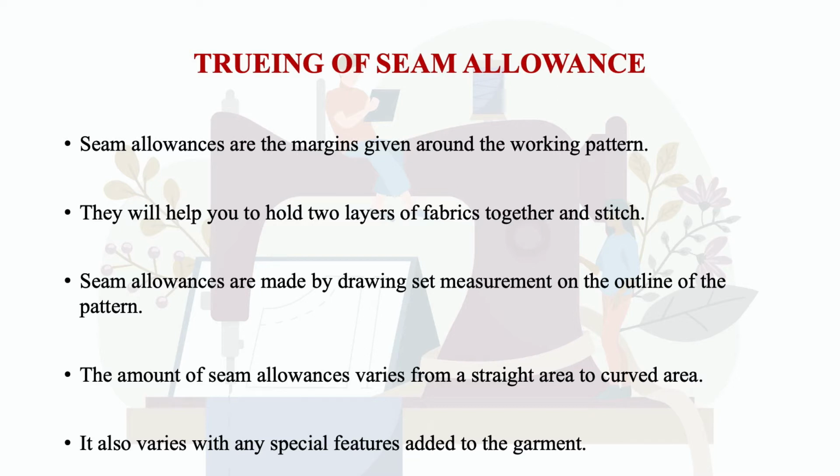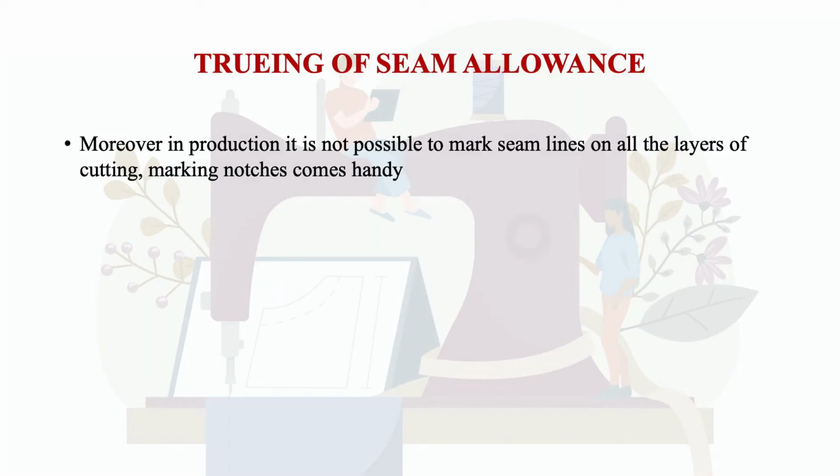Marking notches: when we create a pattern and go for bulk cutting at the production house, we have many layers of fabric, so we cannot mark the seam allowance on every cutting piece of the fabric. So what we do is make markings or symbols, like notches, which show that from this point we have to join the fabric and give the seam allowance.